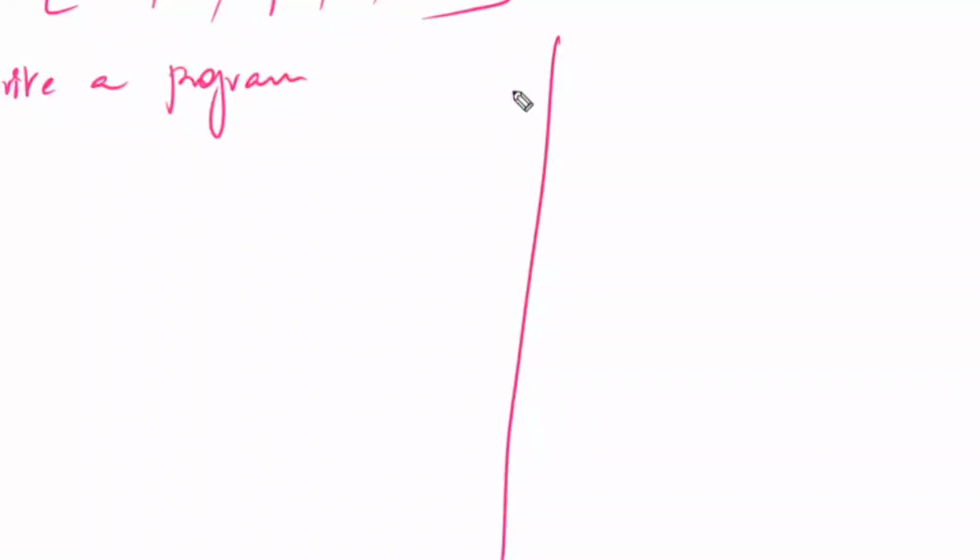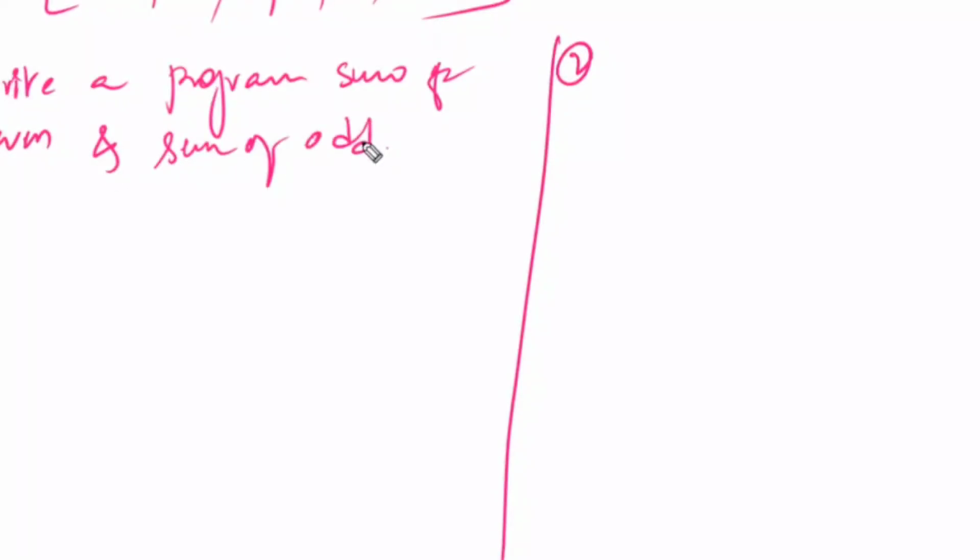Question number 1. Question number 2, separate. Write a program for doing the sum of even numbers and the sum of odd numbers. Write a program that gives the sum of even numbers and sum of odd numbers in the list.